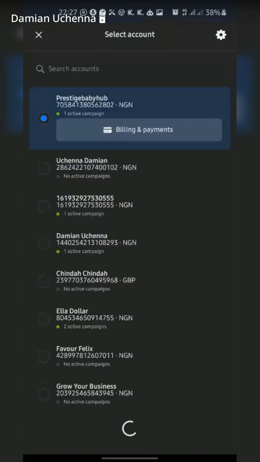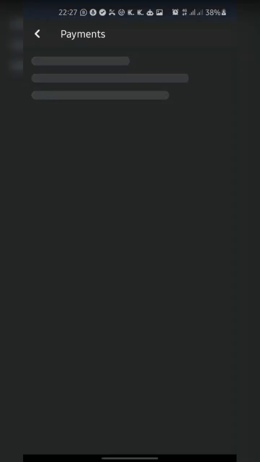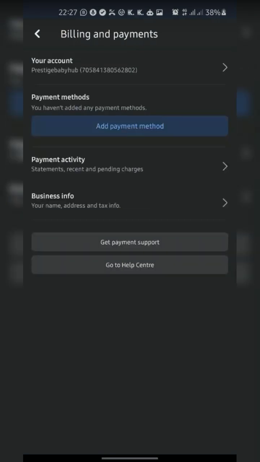Always optimize for WhatsApp messages. Okay.